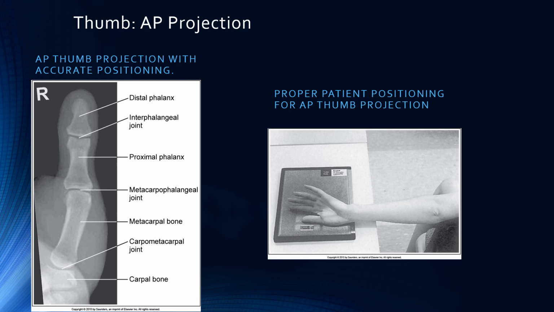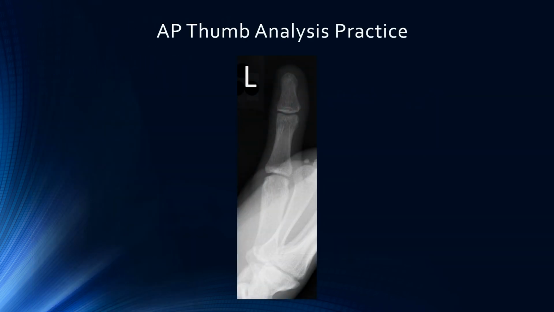And lastly, for the thumb, AP projection. Here are proper positioning and an image of a good AP thumb. AP thumb analysis practice. What do you guys think of this image?